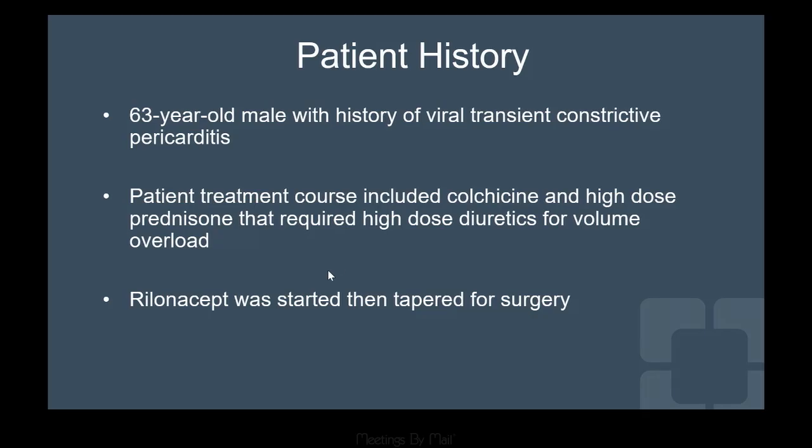Okay, so here's a 63-year-old with a history of viral transient constrictive pericarditis. What does transient mean? Transient means there's constrictive pericarditis, but you can probably hit this with anti-inflammatories. It's an inflammatory case. You get a viral illness, and for whatever reason you start to get heart failure, and you're getting some of the features of constriction.